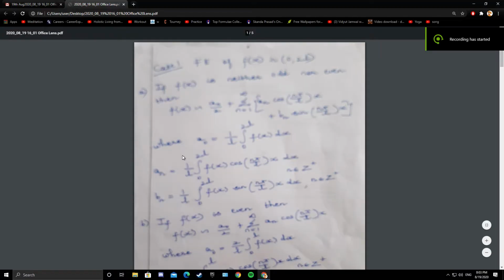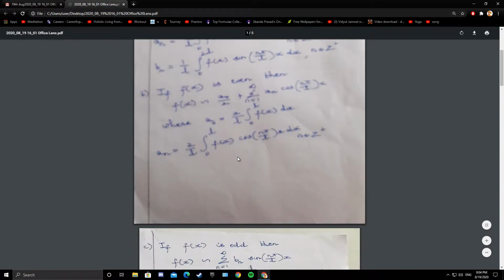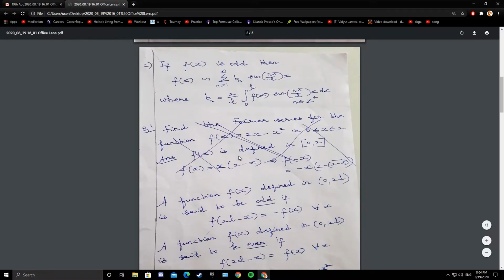Today's class we will discuss the Fourier expansion of f of x in the interval 0 to L. So given a function in the interval 0 to L, it can be an open interval or a closed interval. First thing, you find out whether it is odd or even. How do you find whether it is odd or even? You have to replace x by 2L minus x. If you are getting minus of f of x, it is odd.